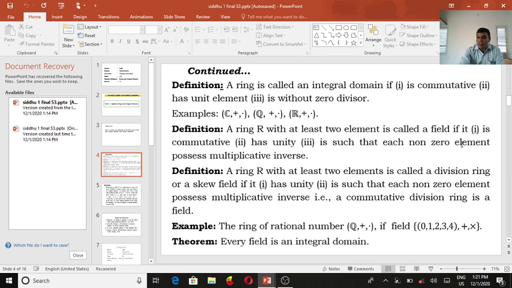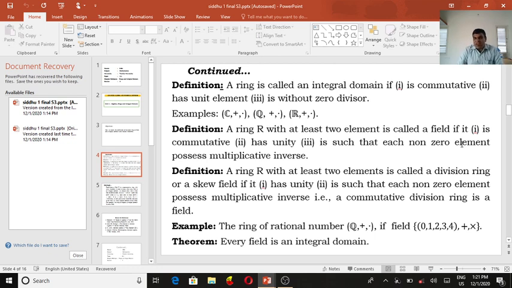So again you get 1. 1 by 4 is the inverse of 4, and 4 is the inverse of 1 by 4, so the product is unity. So the inverse is there, the identity exists, and it is commutative. That's a field. So in this case, every field is an integral domain.